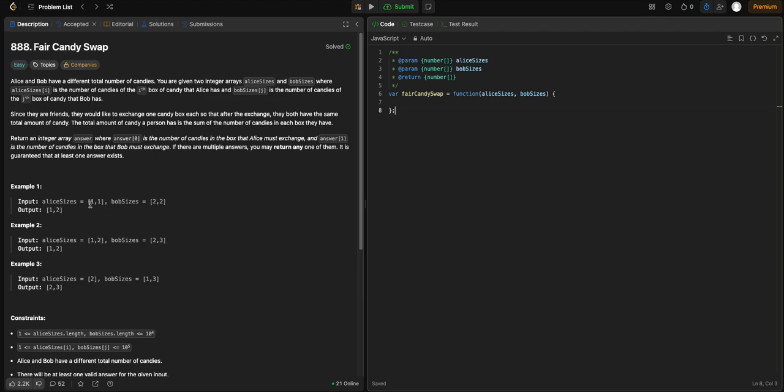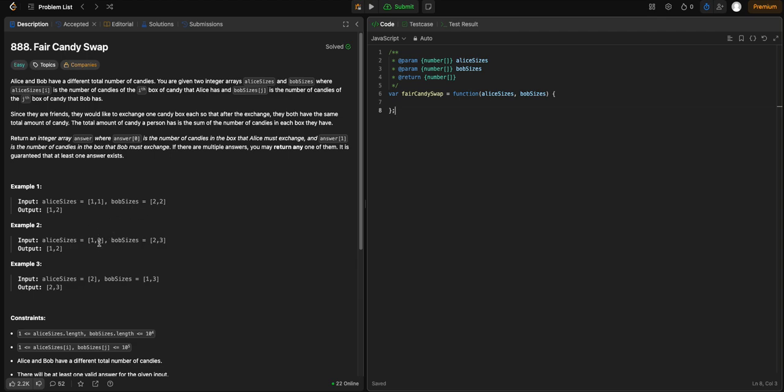So right now, 1 plus 1 is 2, and 2 plus 2 is 4, so we need them to equal each other. So what we can do is swap 1 and 2, and then this would be a 2, this would be a 1, they would both equal 3. Right? So what we return is the first number we'd be swapping from Alice sizes, and the second number is the number we'd be swapping from Bob sizes, right?